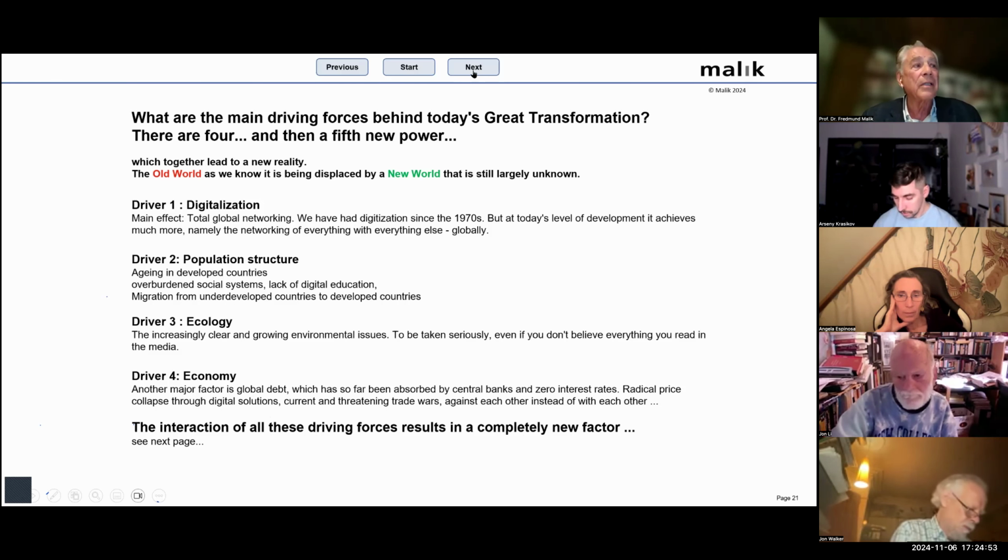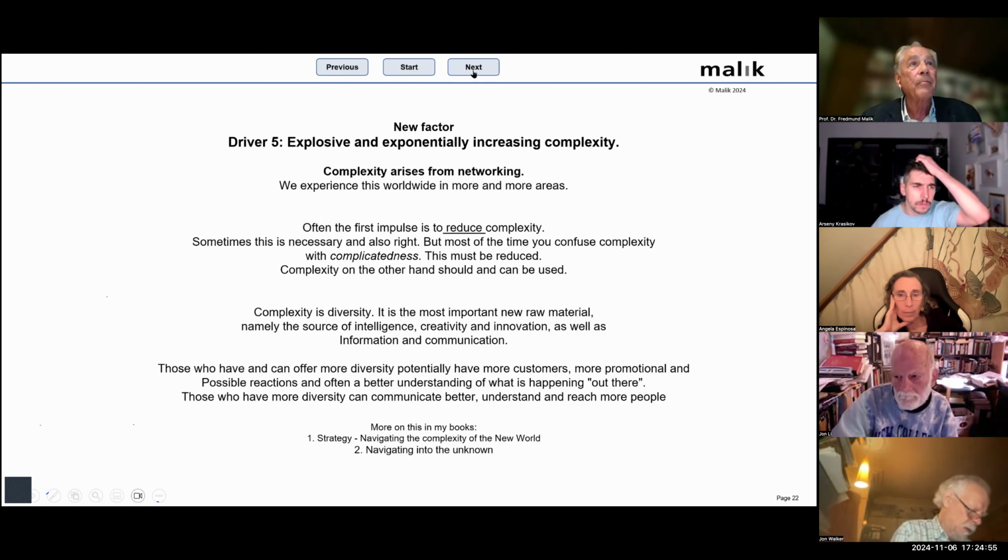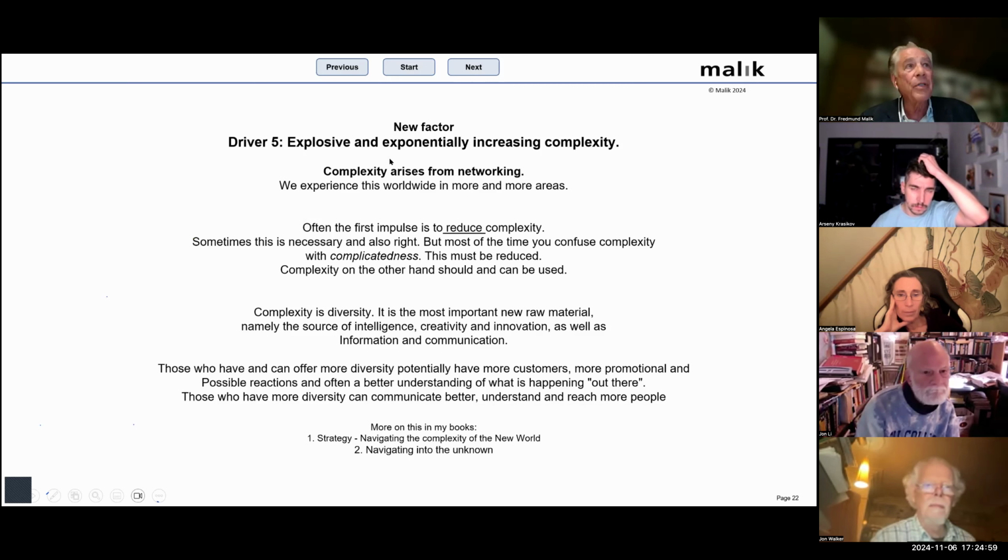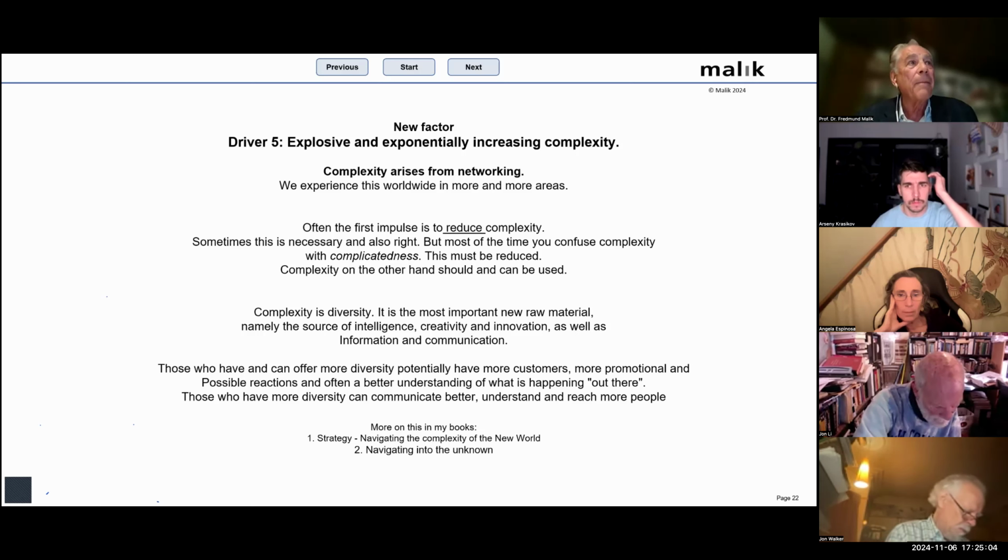And I go to the next page. New factor. Driver five, explosive and exponentially increasing complexity. Complexity arises from networking.